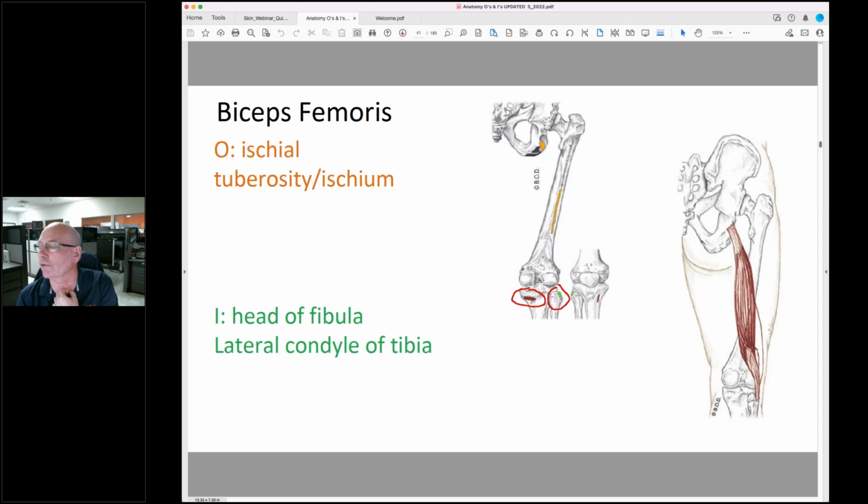We haven't gone over that in circulatory yet. Actually, we're going to go over it tomorrow night, so this is good timing. We went over ischial tuberosity last time, but anyway, ischial tuberosity, that's your sit bone. The head of the fibula and lateral condyle of the tibia are the insertions. So O is an origin, I is insertion here on the page.